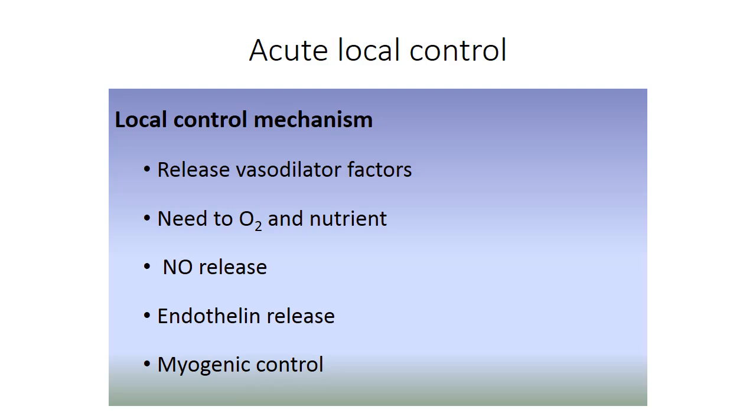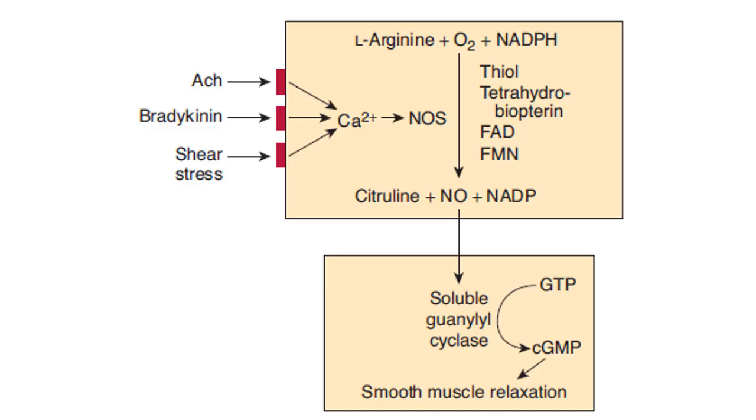Myogenic reflex is related to endothelial myocytes, and by any disruption of vessels, the myocytes start to contract and constrict the vessels by myogenic reflex. Let's see a little more about nitric oxide. You know, nitric oxide is an important vasodilator for local control of blood flow.